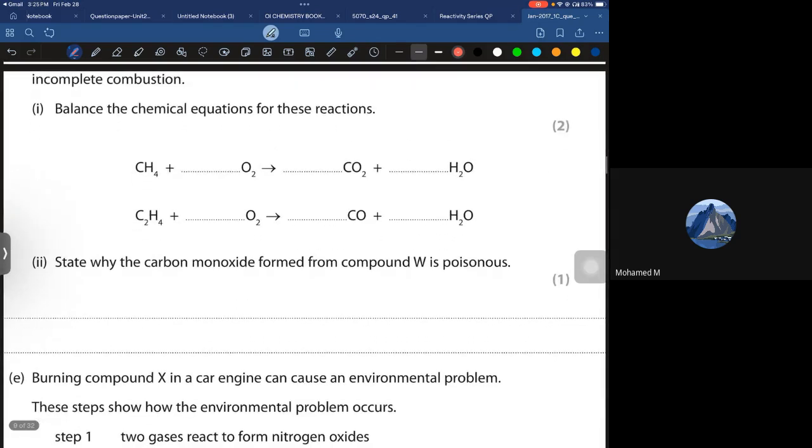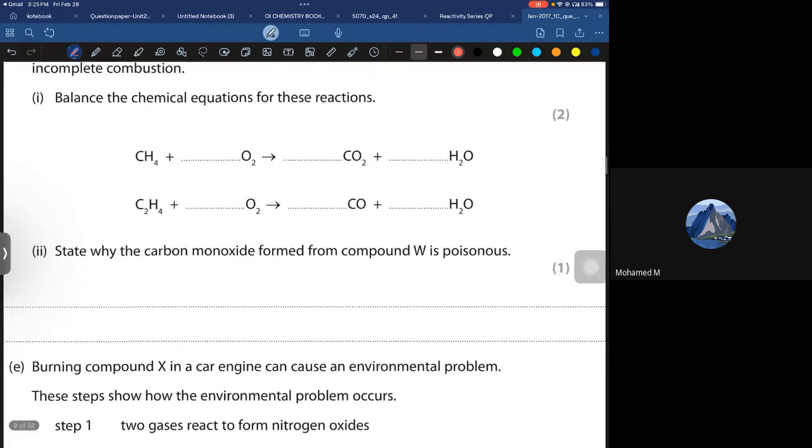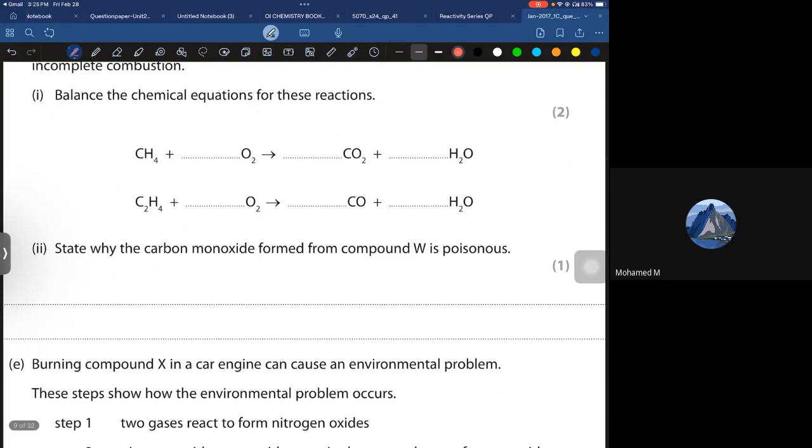Balance the chemical equations for these reactions. CH4 is going to react with oxygen and form carbon dioxide and water. And then C2H4 is going to react with oxygen and form carbon monoxide and water, basically. So how can we balance this equation?